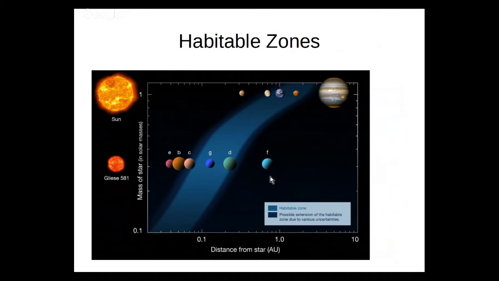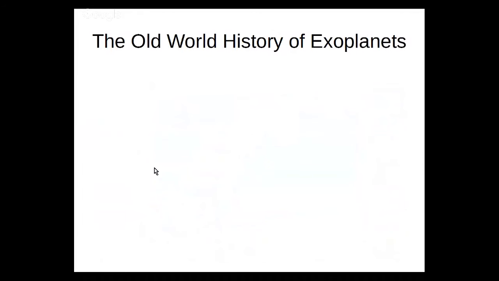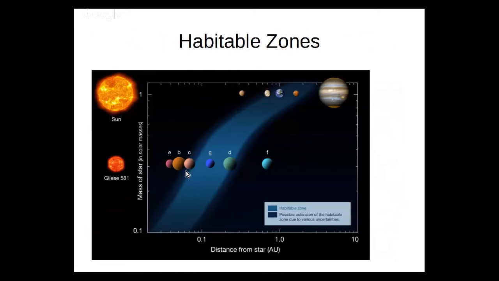We designate exoplanets with a letter. You may notice that there's no A here, and that's because A is the star. So Gliese 581a is the star. B would be the next planet discovered, then C, D, E, F, and G.